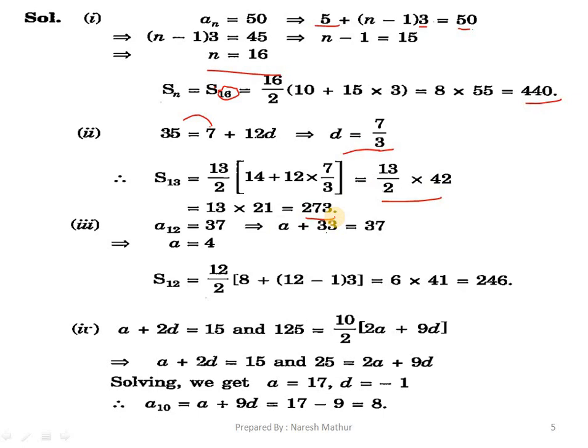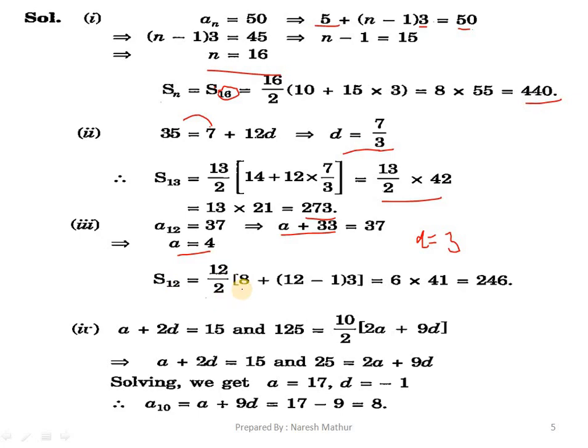Third one. We were given a12 equals to 37. A12 means the 12th term is 37. So we can write it as a plus 11d equals to 37. Alright. And d is given as 3 in the question. So 11d means what? 11 into 3, that gives us 33. A plus 33 equals to 37. So the value of a is 4 here.